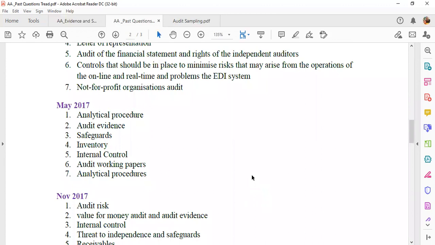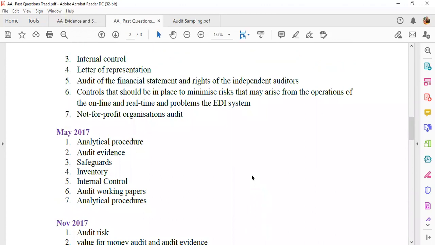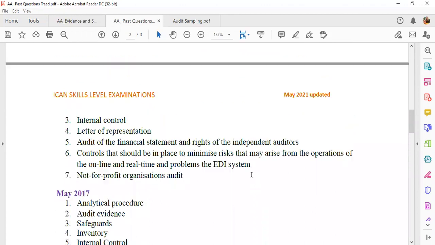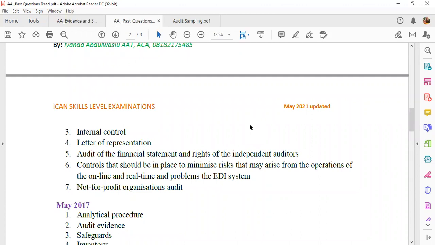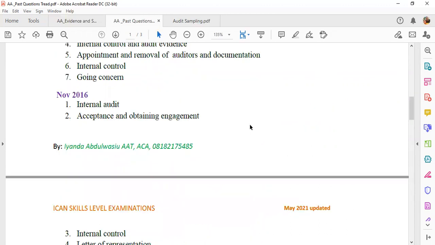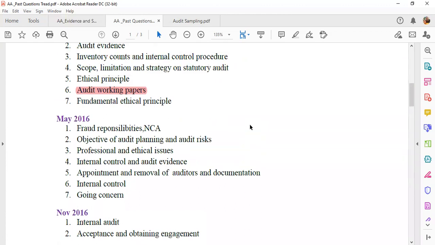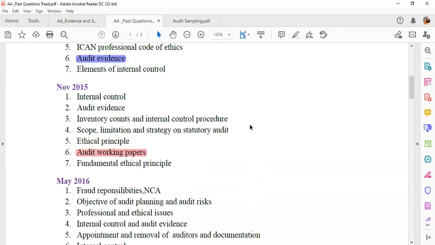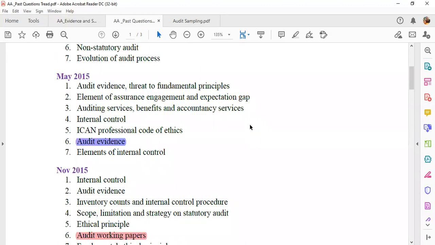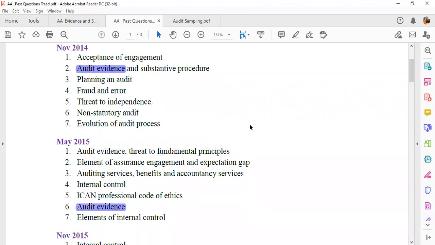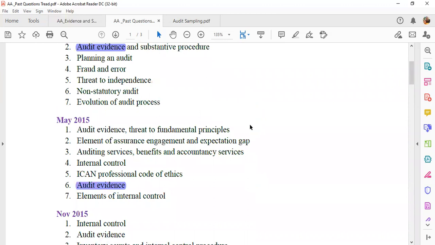Audit working paper is also very, very important. Please take care of that as well. I think I saw something in my last class. So please just check it after the class. Anyway, go through the note again.